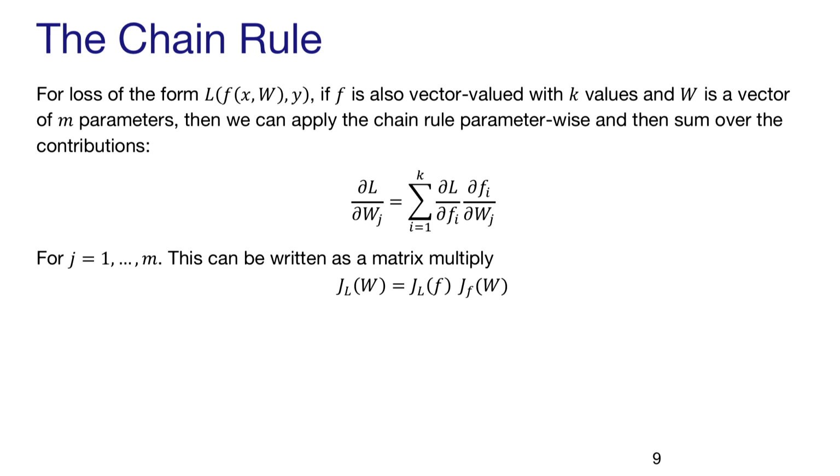So we can think of that as a matrix multiply where JL of W and JL of F are both row vectors. So in other words, J is the column index of the vector. And then basically the summation implements a vector times matrix multiply.